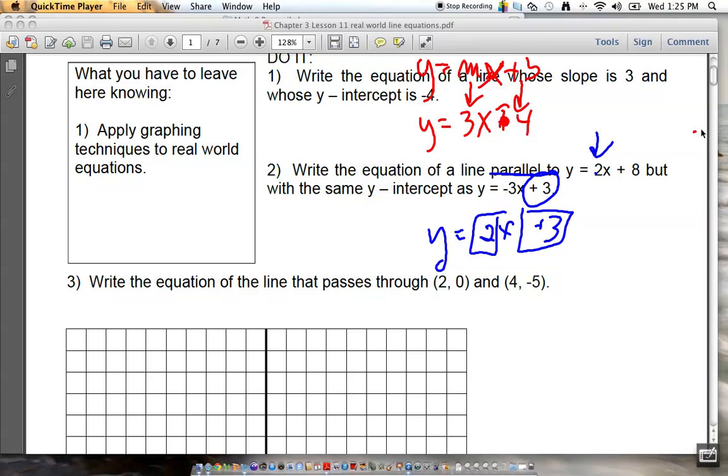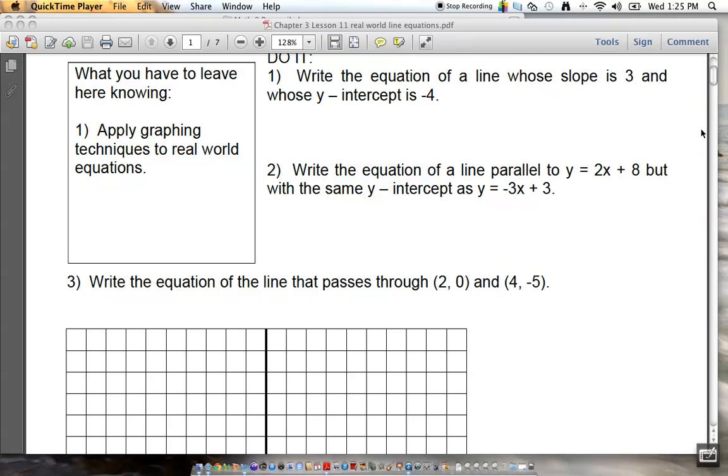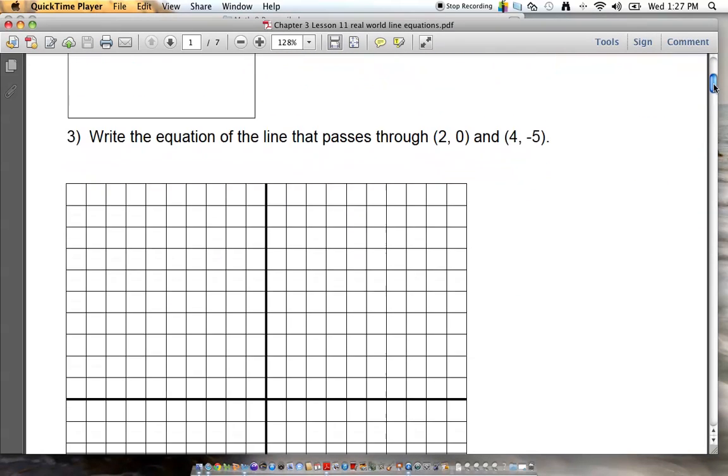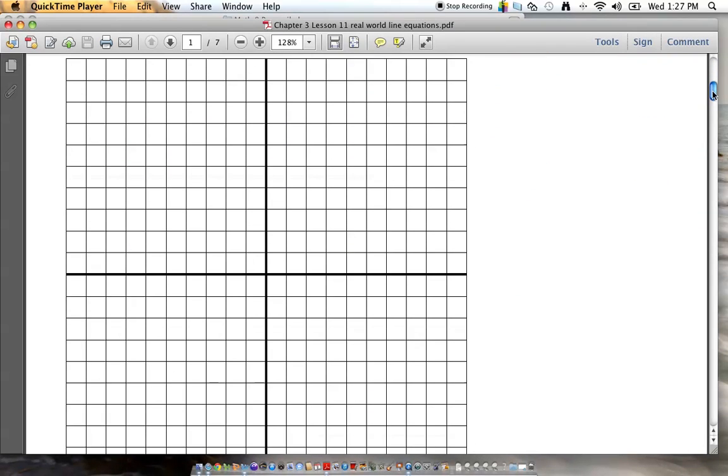Write the equation of a line that passes through (2, 0) and (4, -5). Okay, so what I notice is when I look at the slope, we go down 5 over 2. So if I want to work backwards, I'm going to go up 5 and 2 this way. So here's my line.